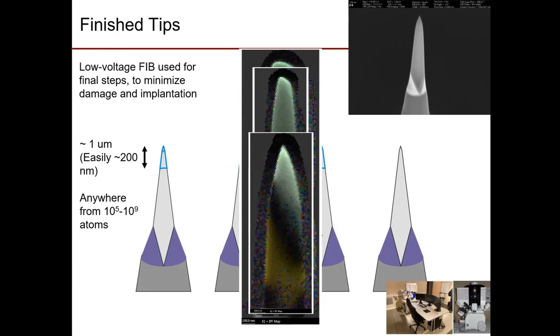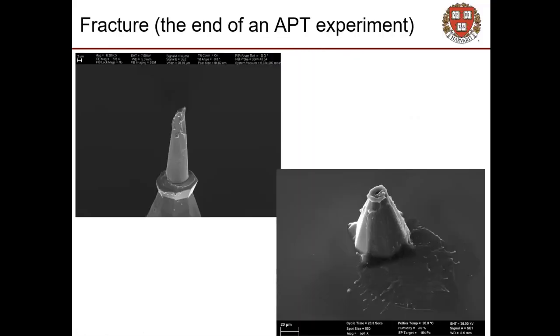More commonly, what happens is we run and run and run and get as much data as we can until an event called fracture occurs. Fracture, the exact phenomenology is not really well understood. It's a very fast procedure occurring at high voltages and high vacuums. But essentially, it is the destruction of your specimen caused by the large potentials and strains that are being applied to it.